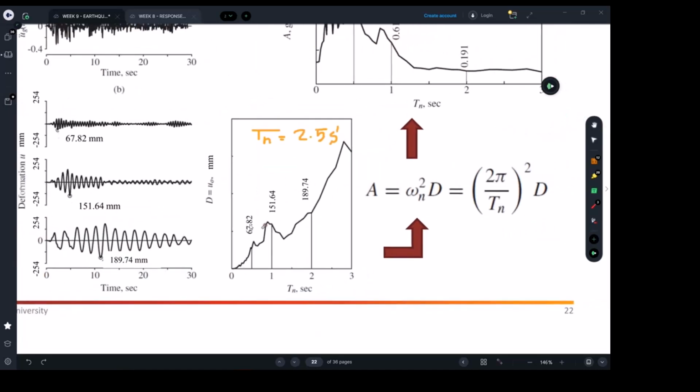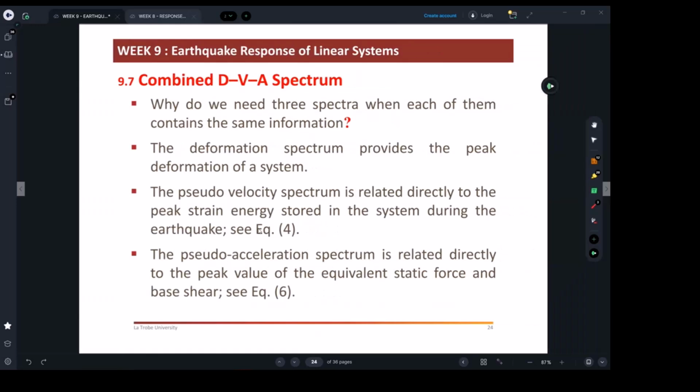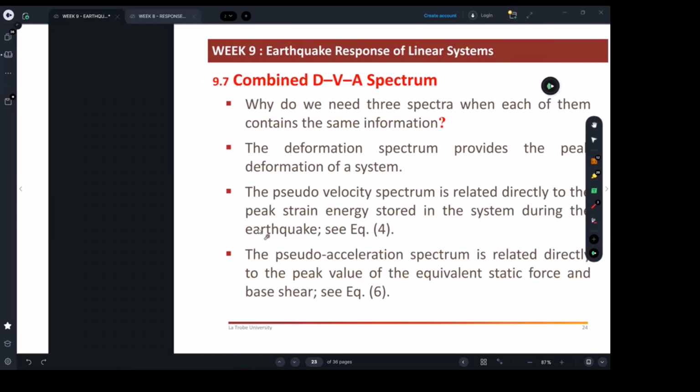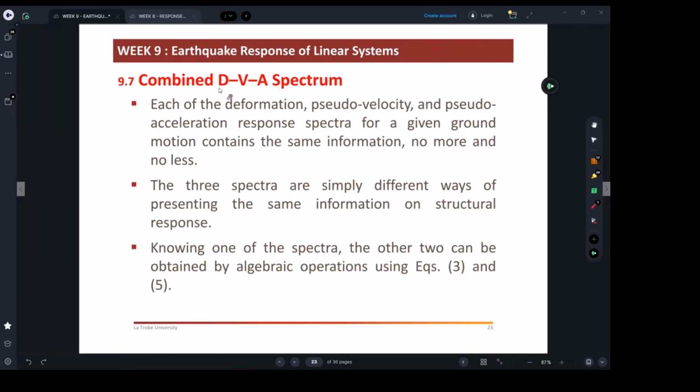So let's progress. Now, for simplicity, we like to combine DVA all together in one plot, right? We have that triaxial graph that will put this deformation, velocity, acceleration all together in one plot. This is not something possible by Excel. Excel can't do it unless you find a way to do it.